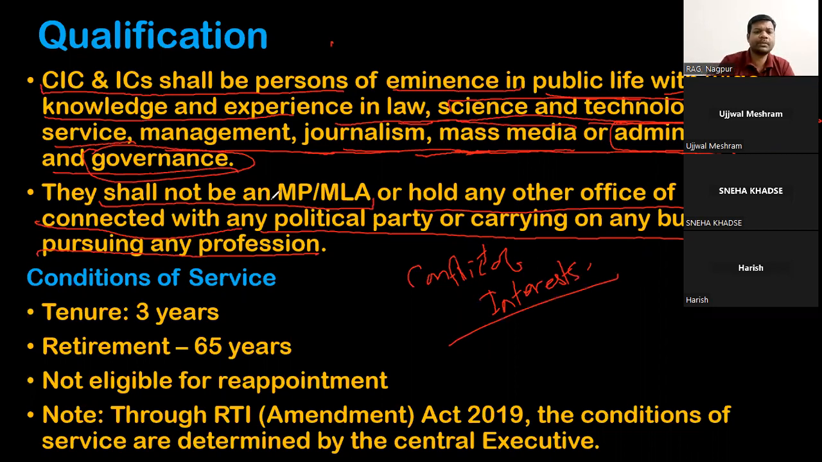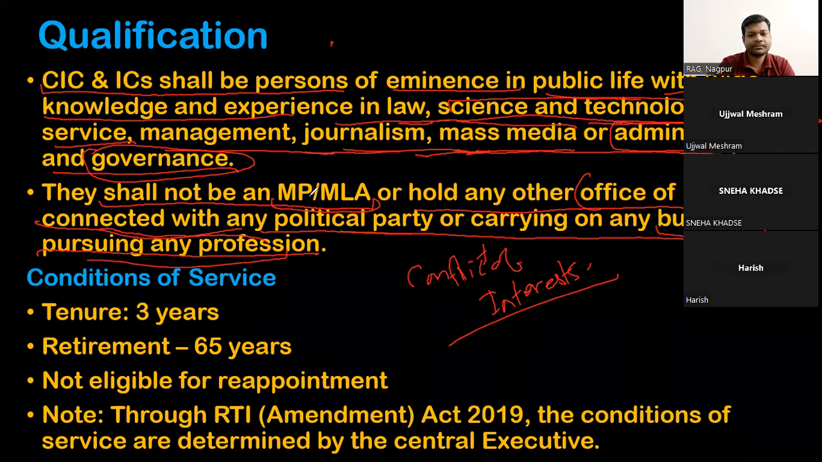So that person should not be MP or MLA, and should not hold any office of profit. What is this office of profit? That is something very different, right? Then connected with any political party, he should not be from any political party, or carry on any business. He should not be running any business, or use the information to run his own business, or pursue any profession.